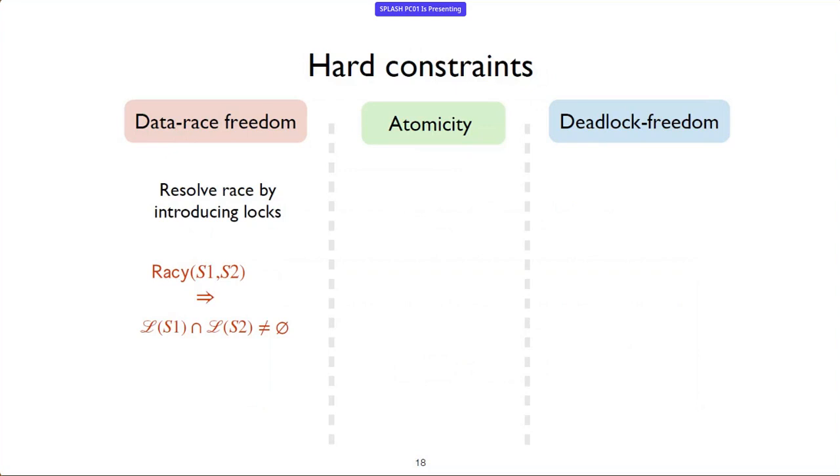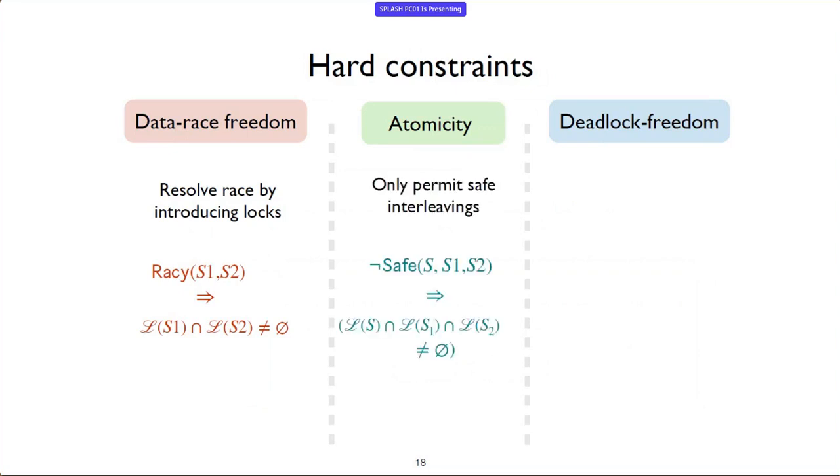So next, we're going to introduce another class of hard constraints to encode atomicity, or in other words, to preserve the illusion of atomicity. And in order to do so, we're going to say that we only want to permit safe interleavings. And again, we consult the results of our static analysis. And if our analysis says S cannot safely be interleaved in between S1 and S2, then we need to ensure that all three code snippets, S, S1, and S2, must hold a common lock. And again, I wrote this in terms of these lock sets, but you can translate it to a propositional formula.